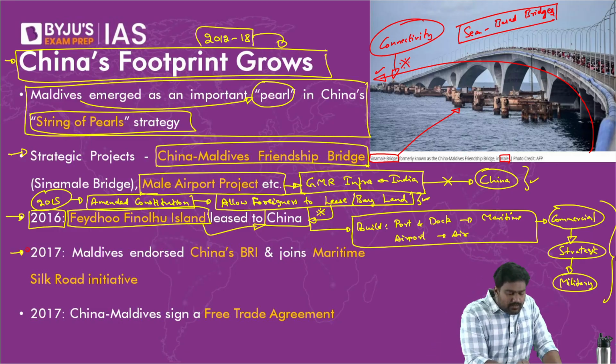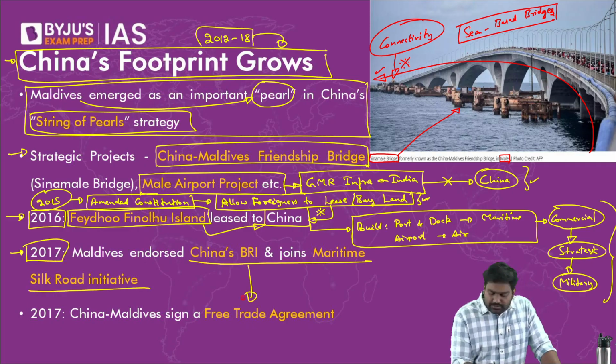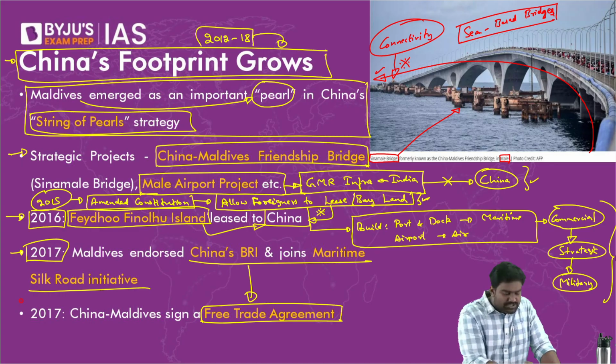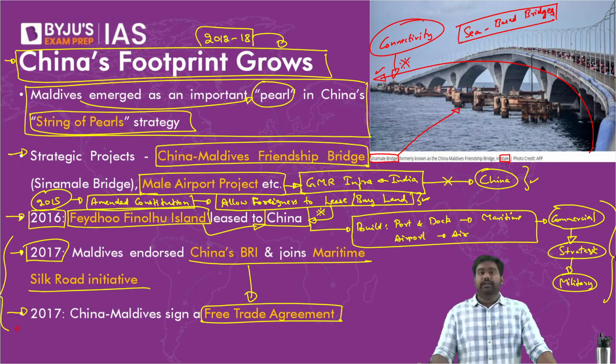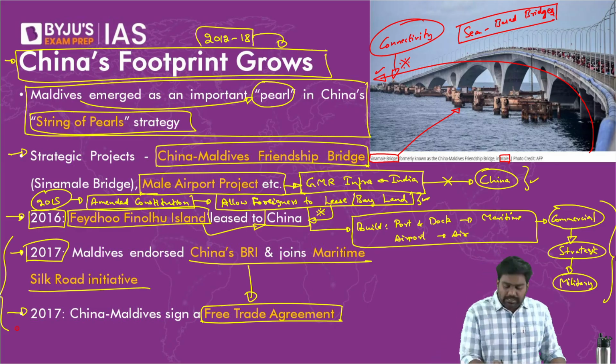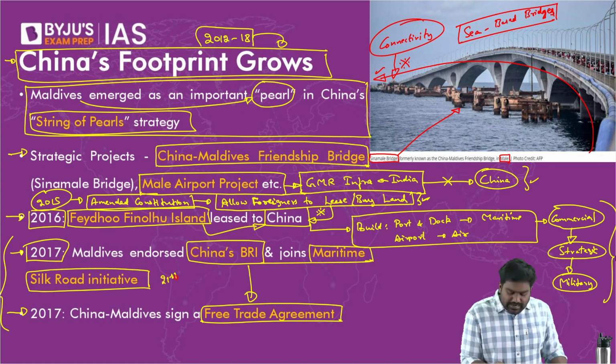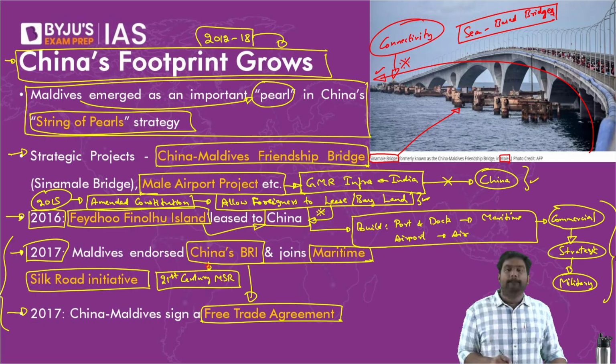Next year, it signed a free trade agreement and joined the Belt and Road Initiative. Now, this was a shock to India. It came as a shocker to India. It signed a free trade agreement to further boost economic ties with China and joined the Belt and Road Initiative. It became part of the 21st Century Maritime Silk Road, which is a key component of the BRI.